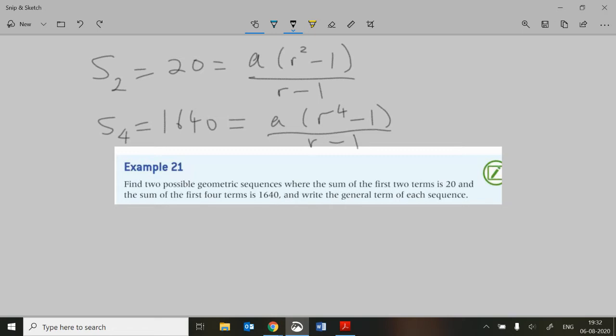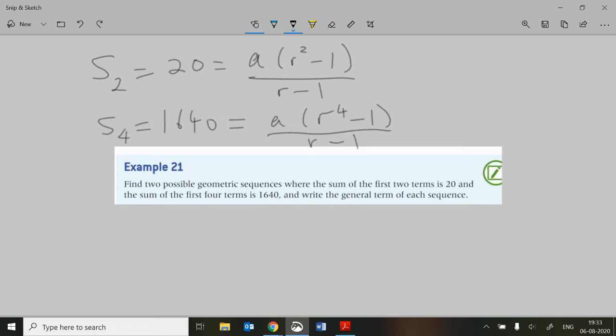We could multiply by r minus 1 on both sides, and we could divide by this, for example, to get an expression for a. And we could substitute that in here. And then we could use nsolve on our calculators. That's probably what I'd do. Probably the quickest way to do it.